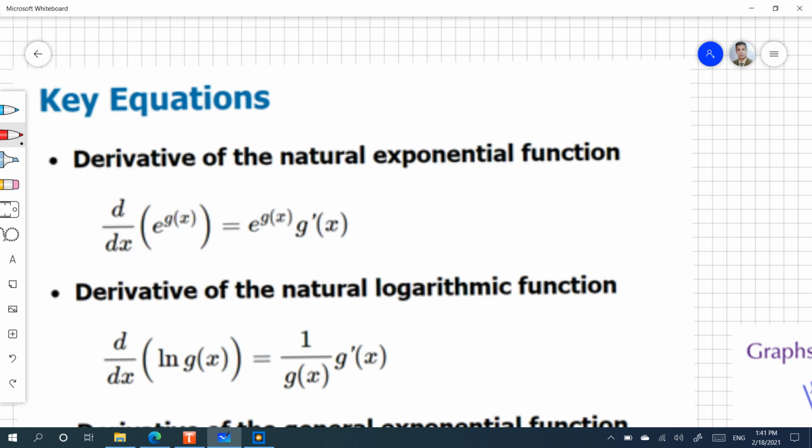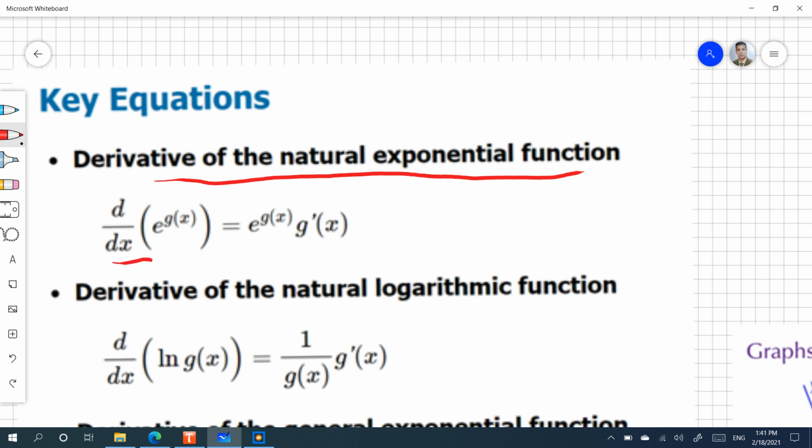Assalamu alaikum. In this lecture, we will study the derivative of exponential and logarithm functions. First, we give you the key for the derivative of the exponential function and logarithm function.